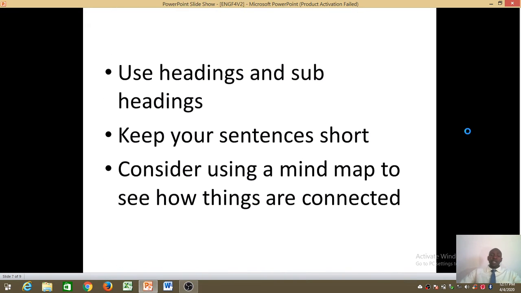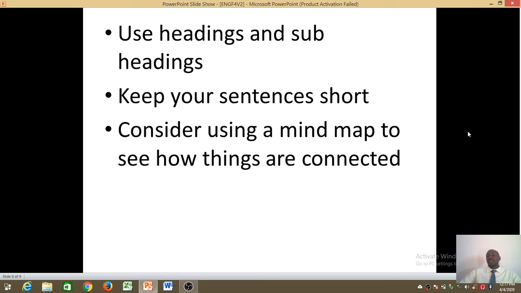And then number 3, use headings and subheadings. Like now, today's topic of discussion is about writing skills. But then the subtopic that we are talking about, the subheading, is note making. So when you are making those given notes, always ensure that you use headings and subheadings.